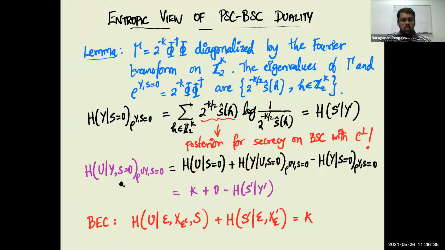Using this, we can write down the conditional entropy for channel coding on the pure state channel, and just using properties of entropy, we can split it into 3 terms. And by plugging in the right values, we can see that the conditional entropy for coding on the pure state channel plus the conditional entropy for secrecy on the dual channel, which is the BSC, equals k. And this is precisely a generalization of the BEC setting. It's the same phenomenon. So this is the kind of intuition we want to convey here.